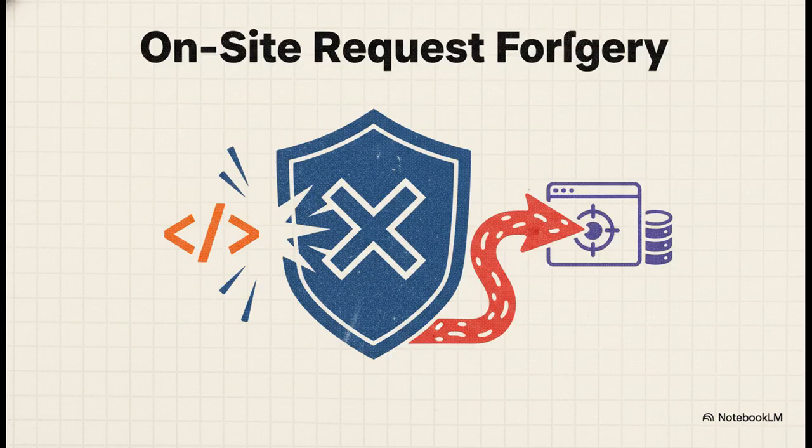Let's start with something called On-Site Request Forgery, or OSRF. Now, what's so interesting about this one is that it can work even if a website has done a good job blocking XSS. They've properly encoded all the dangerous characters so you can't inject a script. But OSRF doesn't need to inject anything new. It just cleverly manipulates parts of a URL that are already allowed on the page.